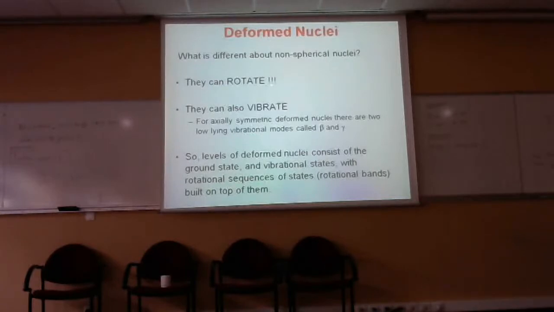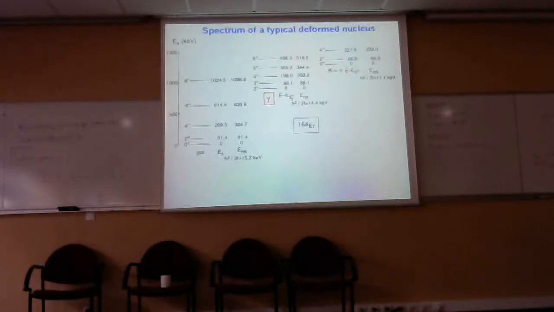Now, nuclei that are deformed, not only can they rotate, they can also vibrate. There's no reason why they can't vibrate. And so the levels of a deformed nucleus will consist of a ground state, vibrational states, and rotational sequences built on top of them. And we've seen that. You saw a very simplified version of this, without this stuff, and without some of the other stuff I'm going to put up here. Now I want to go into this in much more detail.